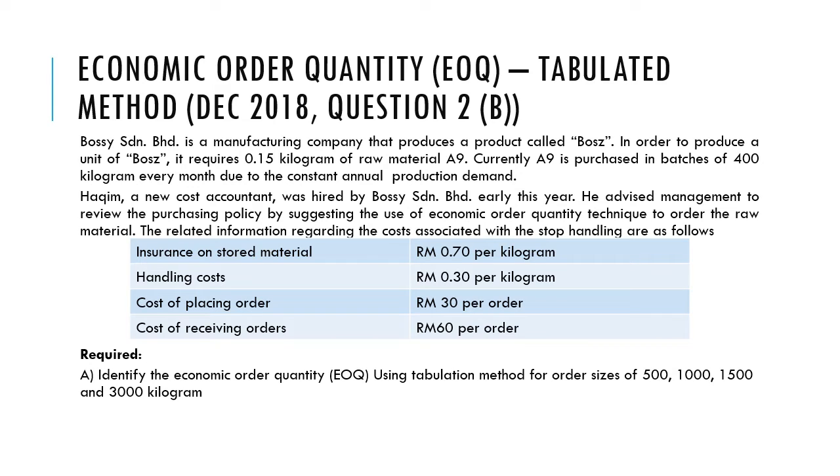Hakim, a new cost accountant, was hired by Bosses Sdn Bhd early this year. He advised the management to review the purchasing policy by suggesting the use of economic order quantity technique to order the raw material.